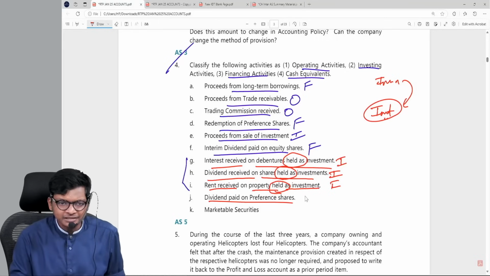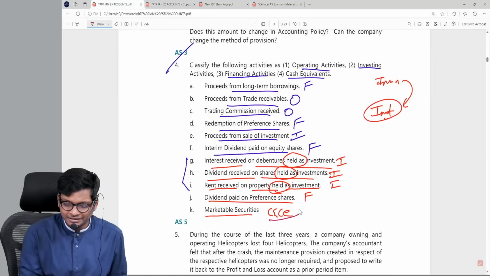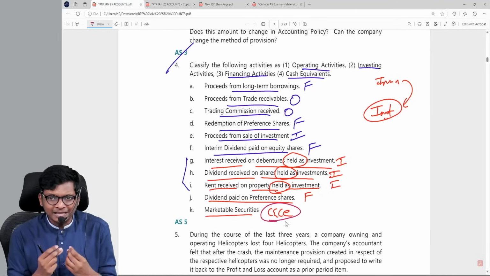Dividend paid on preference shares, financing. Marketable securities, cash and cash equivalents. What do you mean by cash and cash equivalents? It need not be cash itself. Can I convert it to cash quickly?